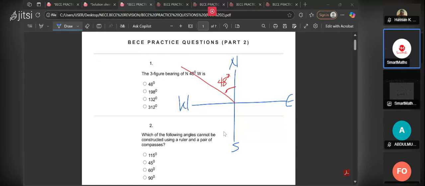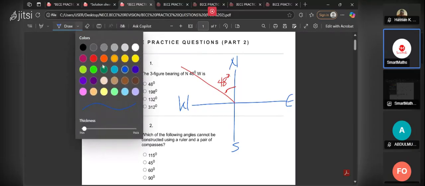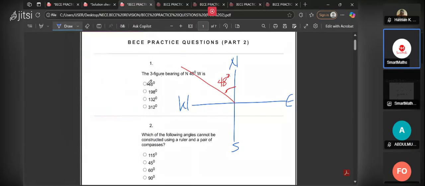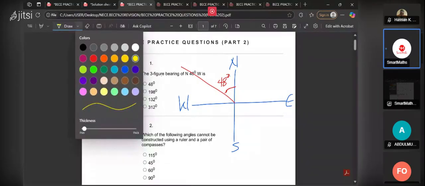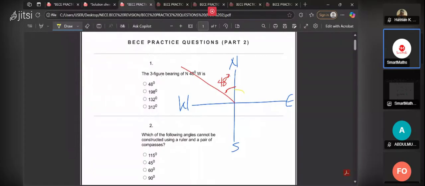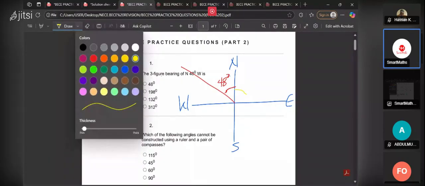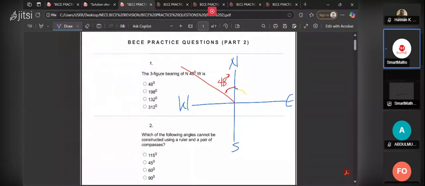So let's move on. Now, as I was saying, if you want to change it to three-figure bearing, we have to start from the north, so let me change the color. We start from the north and move clockwise to the red line here. So this is now the three-figure bearing.